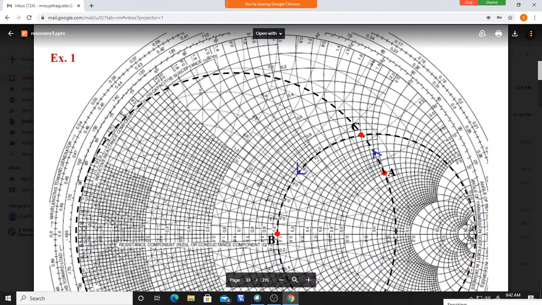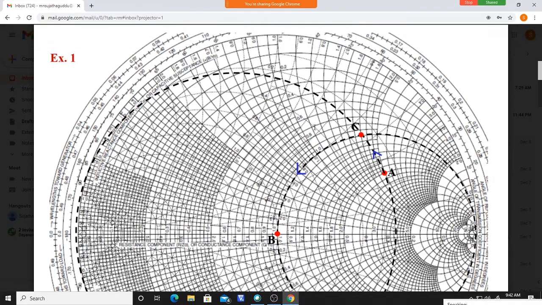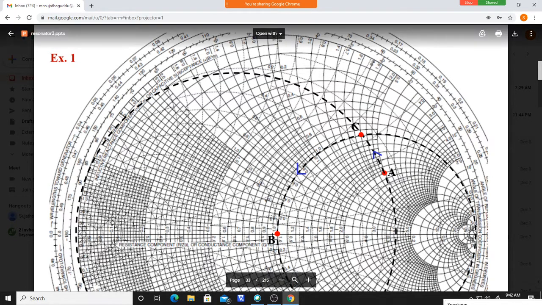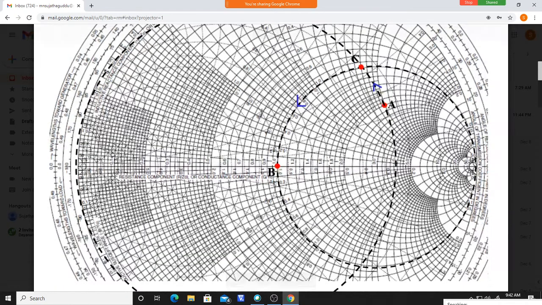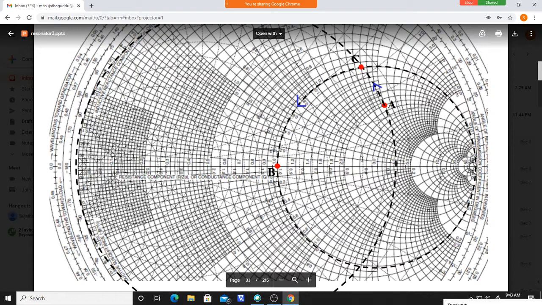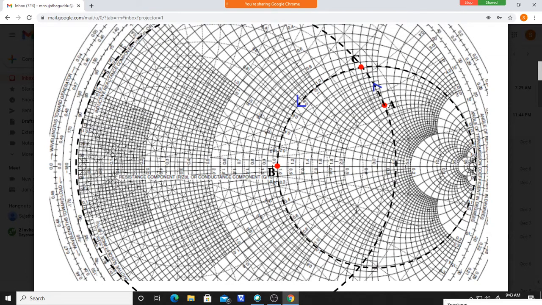See, this is a dotted line, associated with the conductance. This is a conductance circle. That conductance value you can read here. This is a conductance circle, dotted line, and its value is written here.